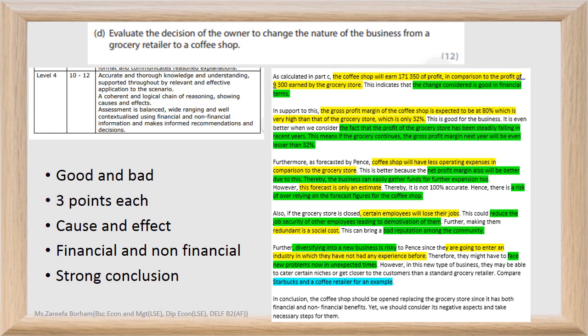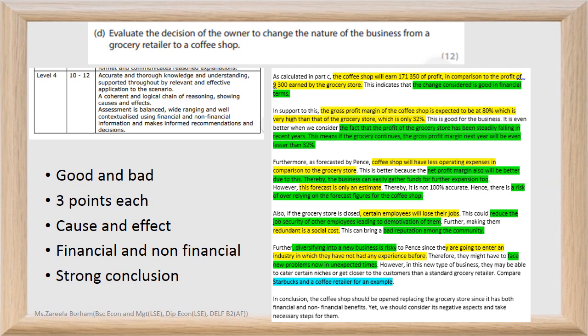However, this forecast is only an estimate. Thereby, it is not 100% accurate. Hence, there is a risk of over-relying on the forecast figures for the coffee shop. Also, if the grocery store is closed, certain employees will lose their jobs. This could reduce the job security of other employees, leading to demotivation of them. Further, making them redundant is a social cost. This can bring a bad reputation among the community.